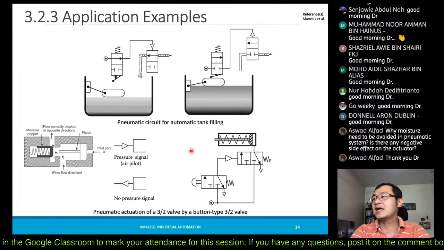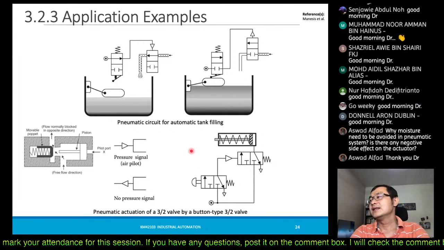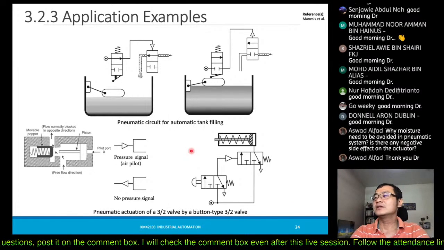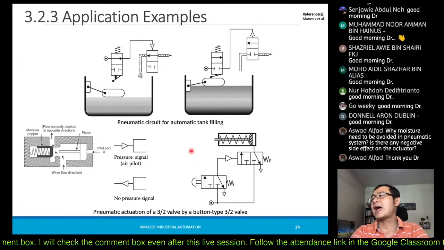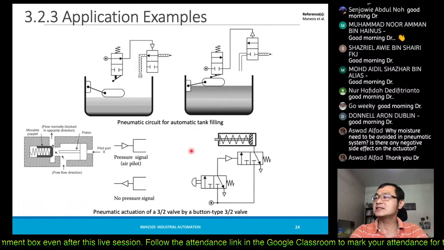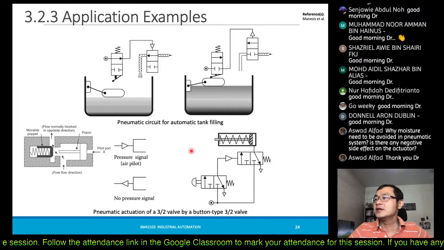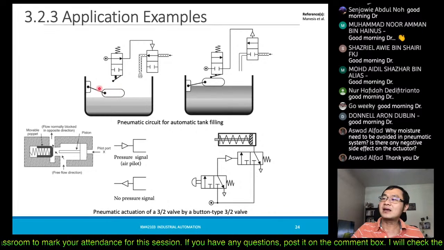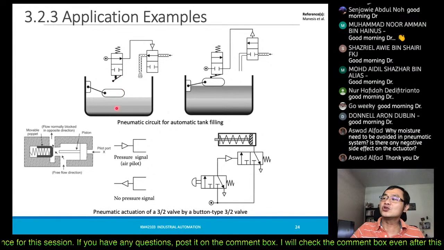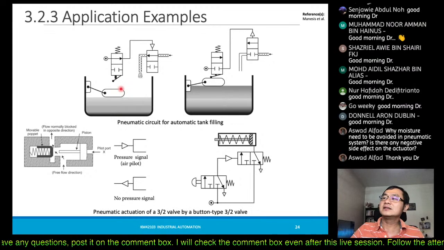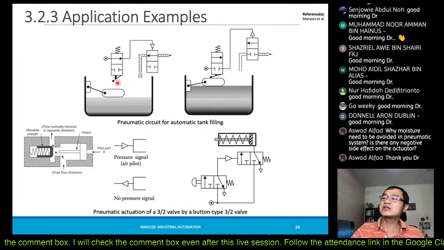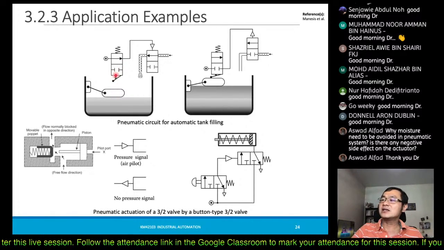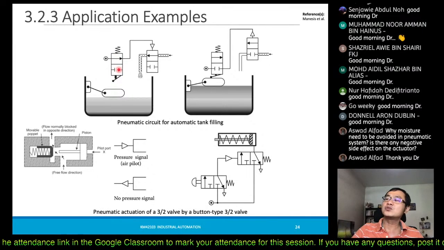Come to the applications now, then we will see how it can be utilized in different forms. This represents a simple idea of how we can visualize automatic tank filling using a pneumatic circuit, where we have a mechanical float. So when the float goes up, it will start to touch a limit toggle. When it is being touched, this valve will switch positions.